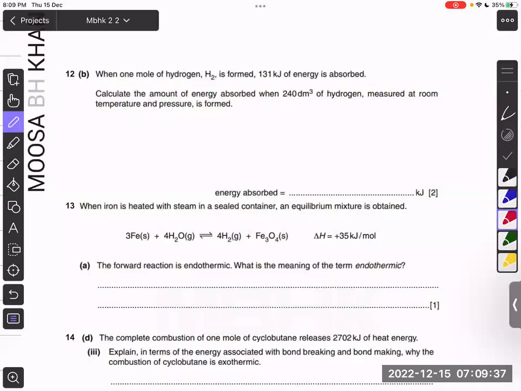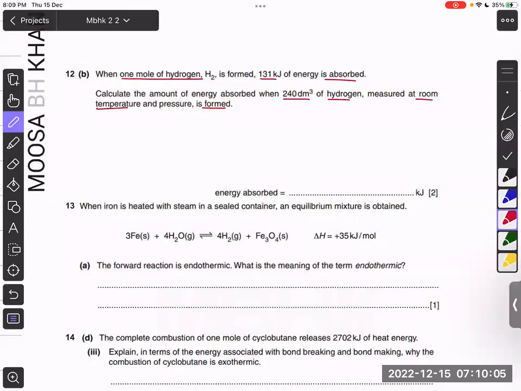Is the answer 1310? Yes. Let's go. First, they are saying when 1 mole of hydrogen is formed, 131 kilojoule of energy is absorbed. This time it is the heat energy absorbed. It doesn't matter, the working will stay same. Now he is asking calculate the amount of energy absorbed when 240 decimeter cube of hydrogen measured at room temperature and pressure is formed.